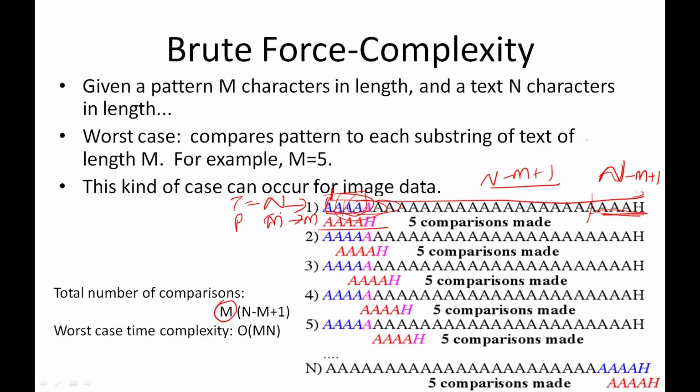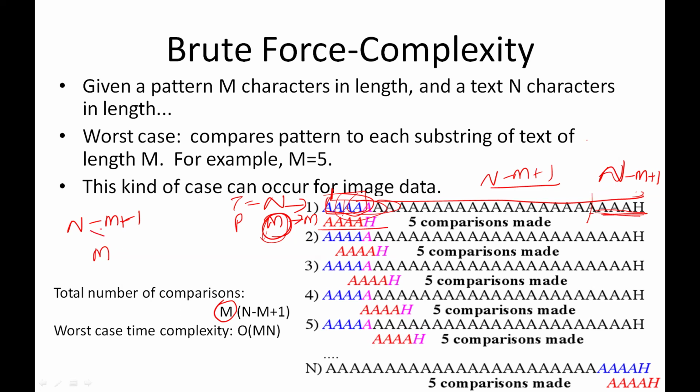All the 5 means the size of the pattern is 5, right? So I told all the m characters. So the number of substrings that we are checking will be n minus m plus 1. And the number of comparisons we have to do per substring is maximum the length of the pattern, that is m.